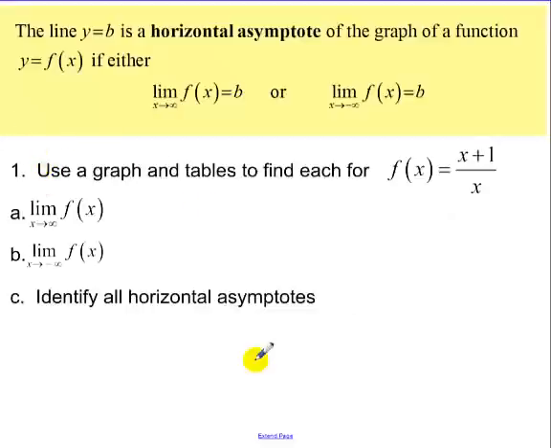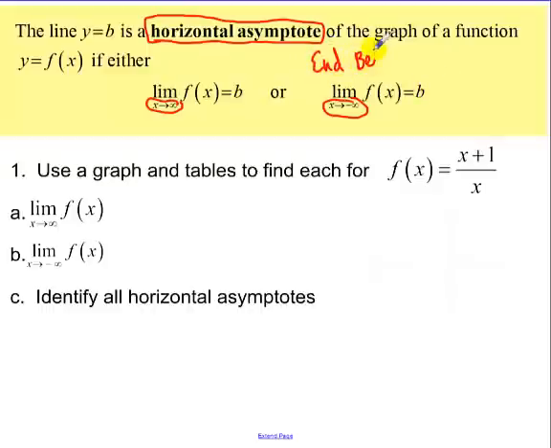The first part we're going to be talking about is horizontal asymptotes. And as I alluded to on the last page, horizontal asymptotes happen when you go to positive infinity and negative infinity, and they both approach the same line, or they both have the same end behavior.